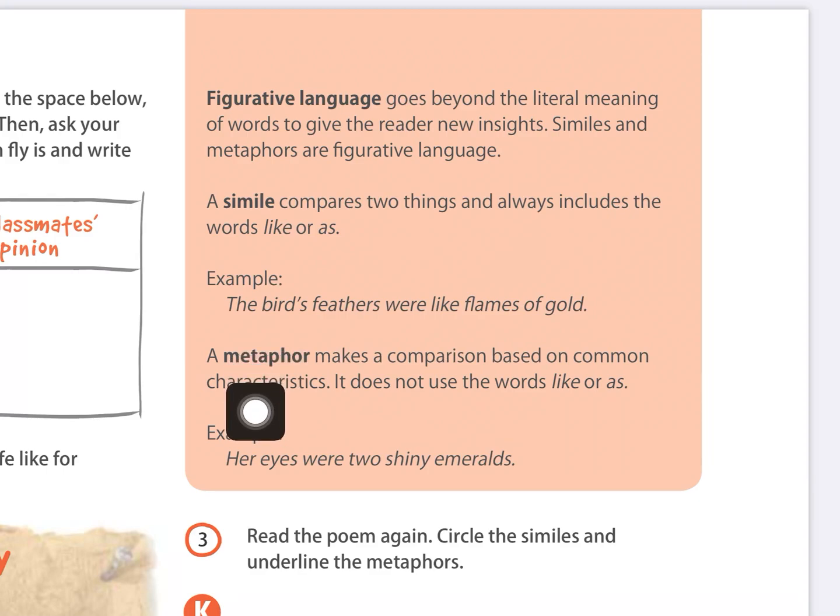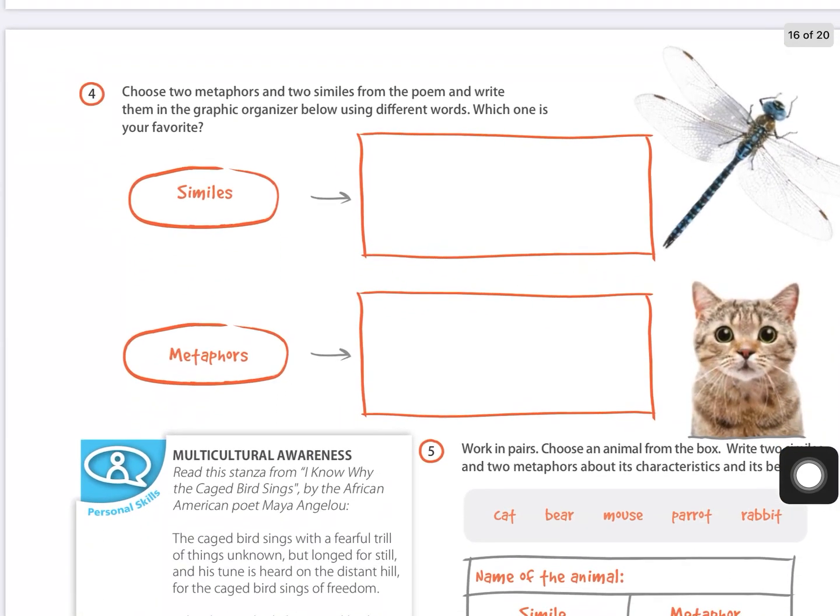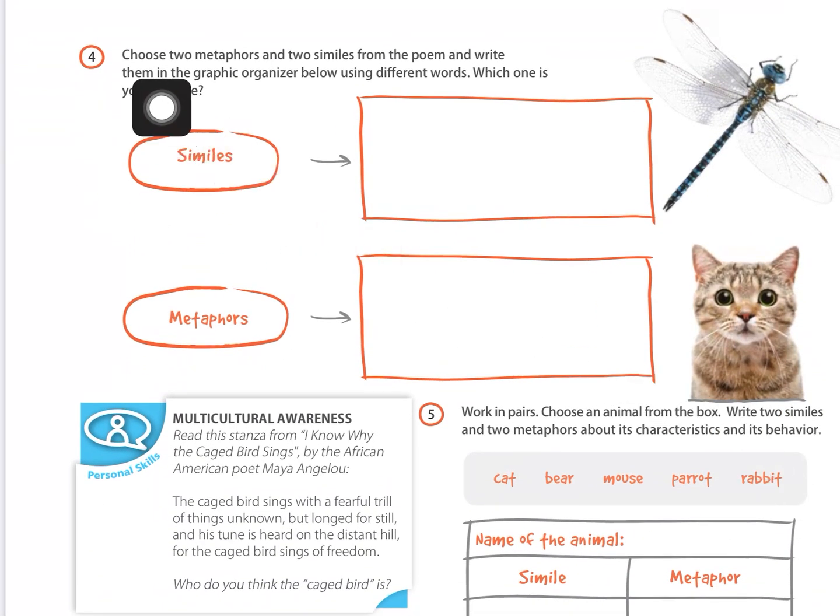And also we are going to check in class that a metaphor makes a comparison based on common characteristics. It does not use the words like or as. For example, her eyes were two shiny emeralds. Yes, we go to page number 29.